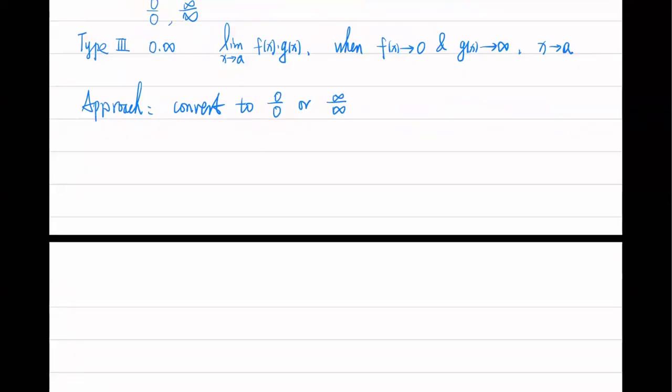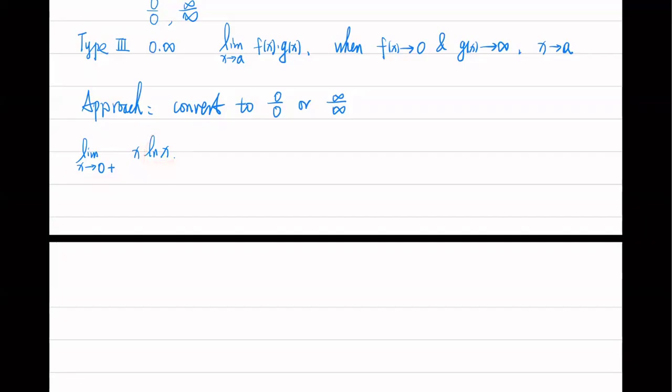Let's try one. The limit as x goes to 0. Okay, let's check. When x goes to 0 from the positive side, what's the limit of this logarithm x? Logarithm x, when x decreases to 0.